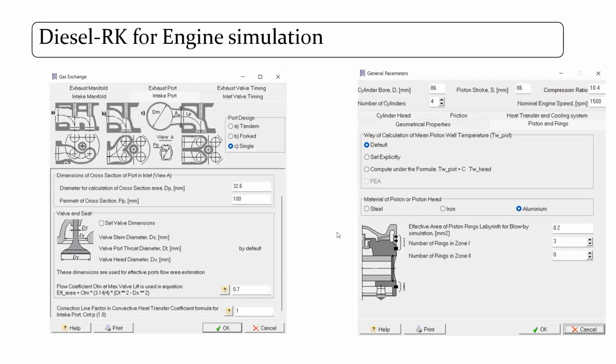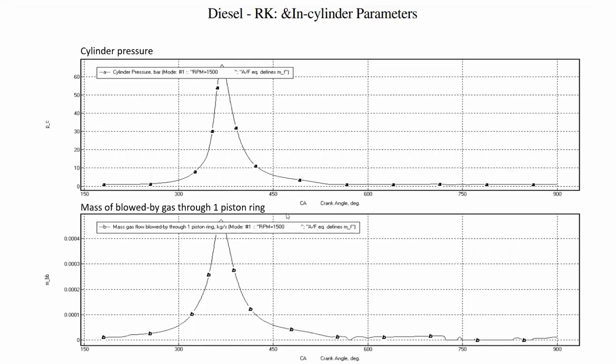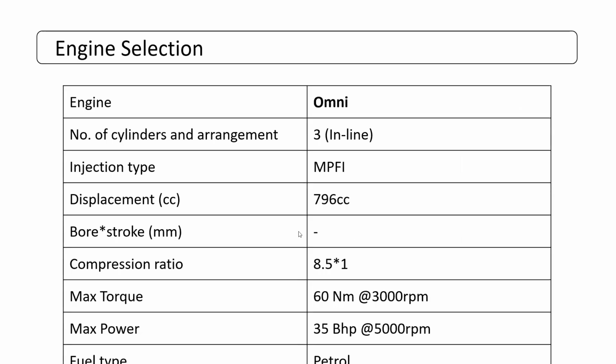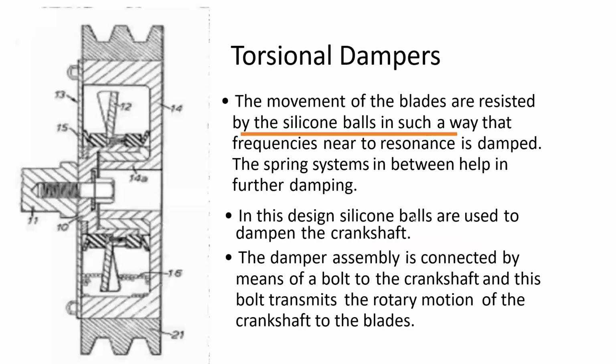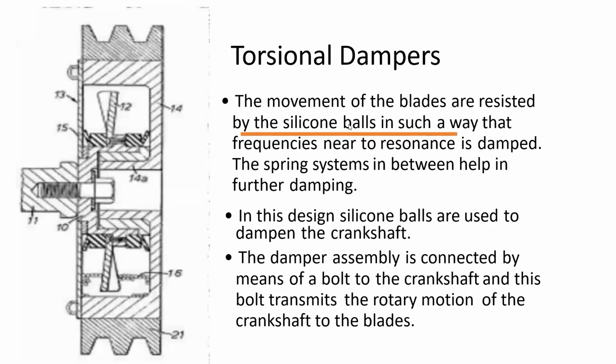We have not purchased that engine yet, and we have done some analysis using the diesel RK because students are interested in working on the diesel engine. So some combustion studies have been done. Cylinder pressure, mass flow, all those things are done, and now we are in a position to select this kind of engine and create some experiment setup. Currently we are developing this MR-based valve timing diagram, and this is another, the torsional damper.